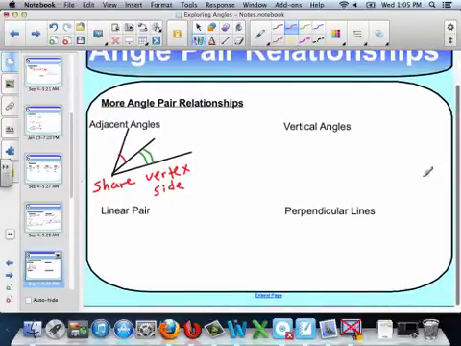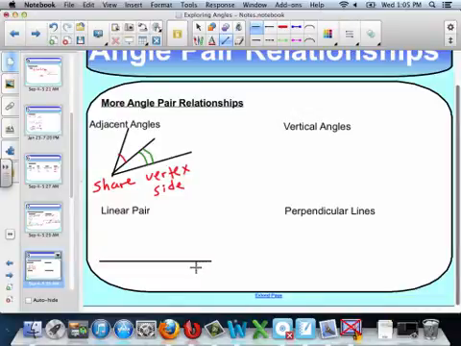So what does that mean? Let's simplify that. Linear means we make a line, and a pair means that we have two things. So it's two angles that form a line. It's a linear pair. I always think of it as two angles. So you've got this angle on the left, the obtuse angle on the right. The two angles make a line when you put them together. That's a linear pair.